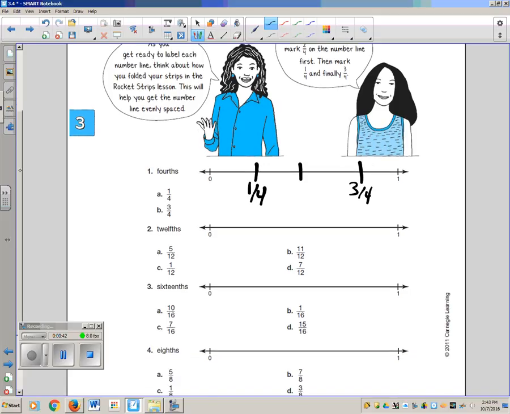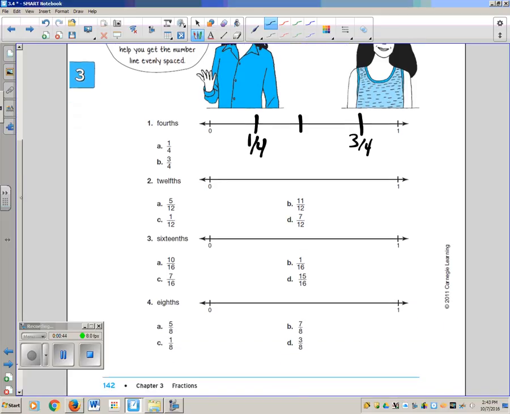Number 2, now we're going to divide into twelfths. You're going to need 11 lines to divide it into 12 parts. 1, 2, 3, 4, 5, 6, 7, 8, 9, 10, 11. There's my 12 parts. 12 twelfths would be 1. First one is 5/12, so just count over. 1/12, 2, 3, 4, 5. 5/12 would be right here.